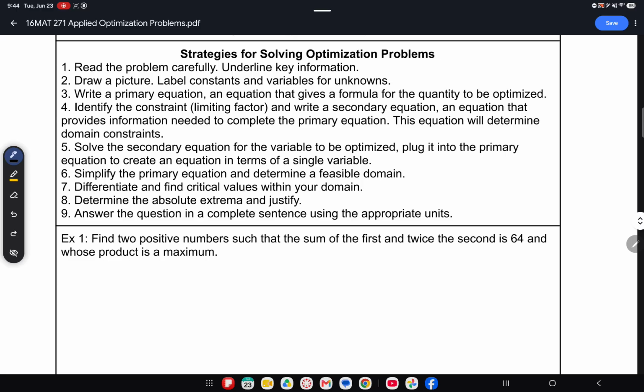And then we might have to figure out our domain. Sometimes you can do that before, sometimes you can do it after. And then figure out what our extrema are. If we want to maximize or minimize, we want to find a derivative, set it equal to 0, and find, is that a maximum or a minimum, and what did we need, right? And then we'll just answer the final question.